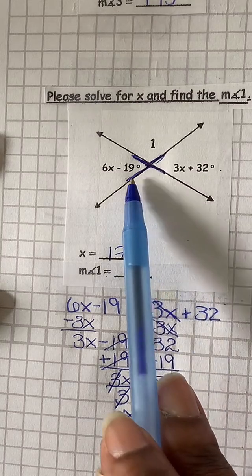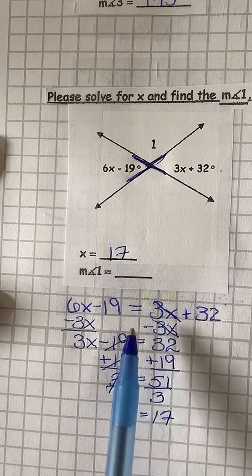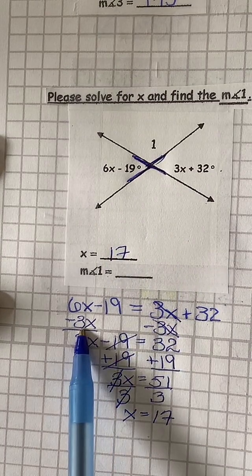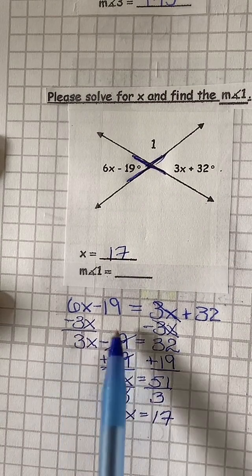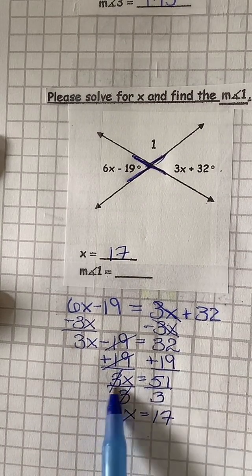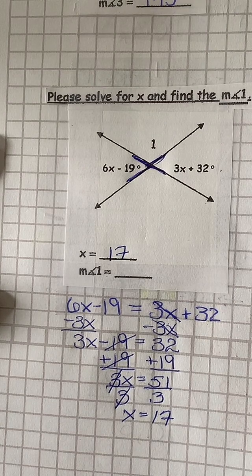So anytime you have vertical angles like this, set them equal to each other. Then you want to move your x's to one side, solve, move your constants to the other side, solve, and then you're probably going to be dividing in order to get your x. But here's the thing, we're not done.